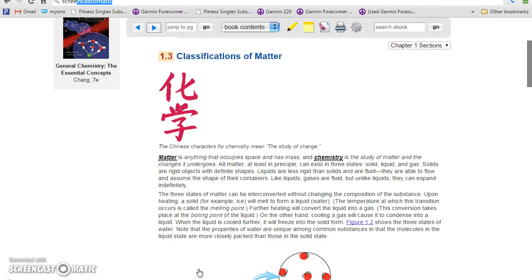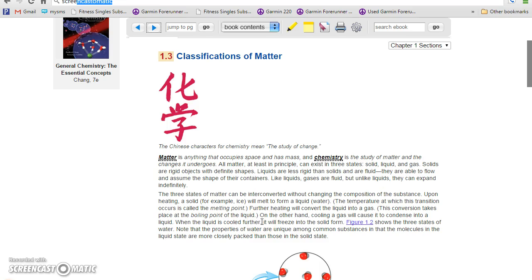The three states of matter can be interconverted without changing the composition of the substance. So that means it's a physical process, not a chemical. If you heat, for example, a solid, it'll melt. It'll form a liquid. Further heating will turn it into a gas. The conversion takes place at the boiling point of the liquid. On the other hand, if you cool a gas, it'll condense into a liquid and heat will be released. When the liquid's cooled further, it'll freeze into the solid form.